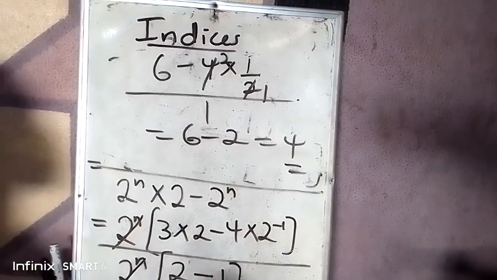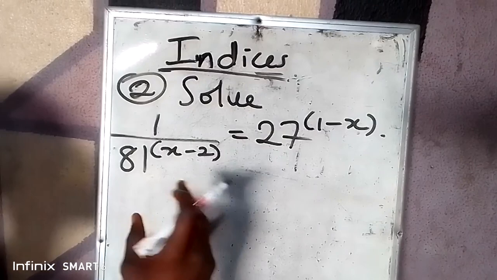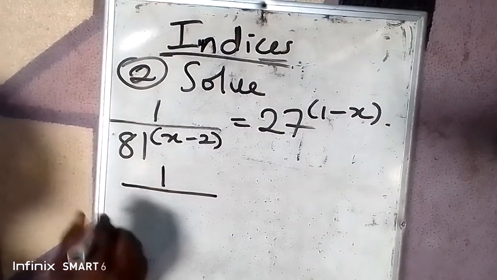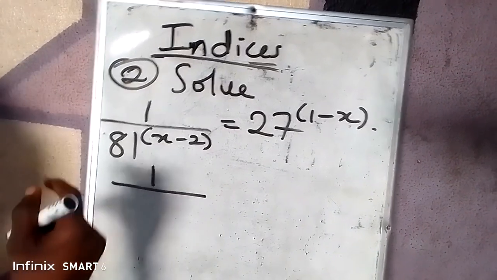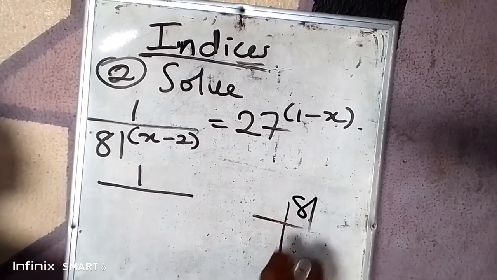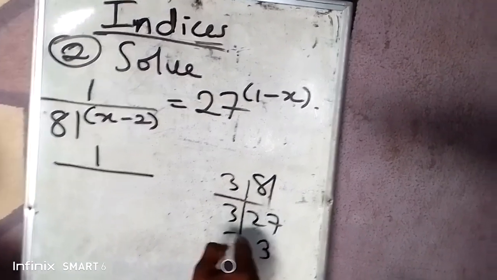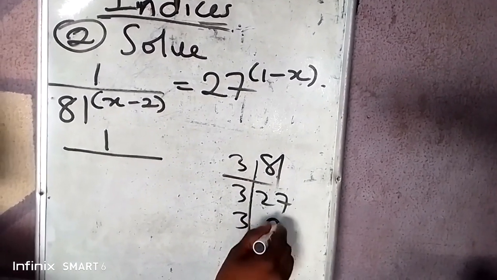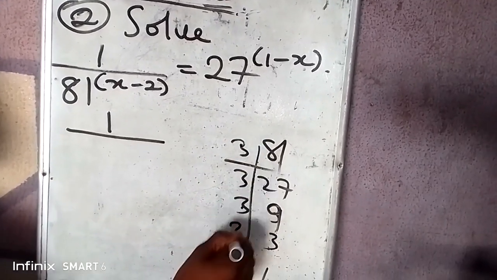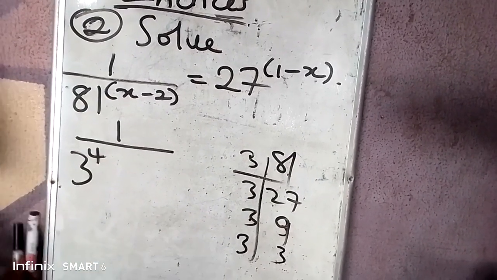Now let's go to number 2. For this number 2 on indices, we are solving as many as we can. Now 1 all over. We are going to change 81 to its index form. 81 in index form is 3 raised to power 4. And when you do it like this for 81, we go 3 here, that's 27. 3 here, that's 9. 3 here, 3. And 3 in 3, 1. 1, 2, 3, 4. So that means 81 is 3 raised to power 4 in its index form.